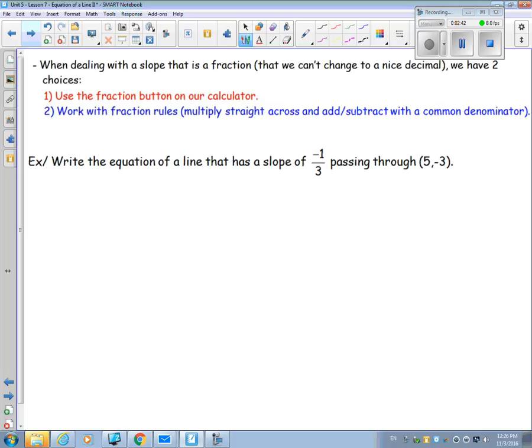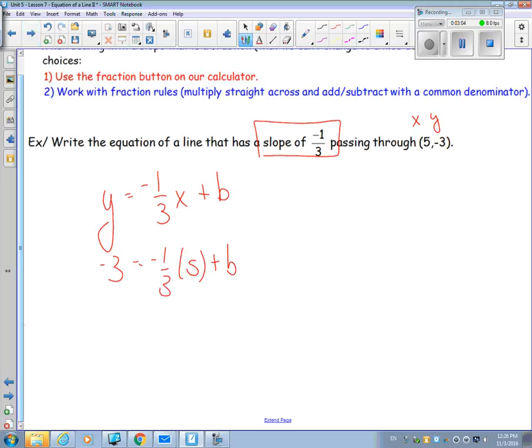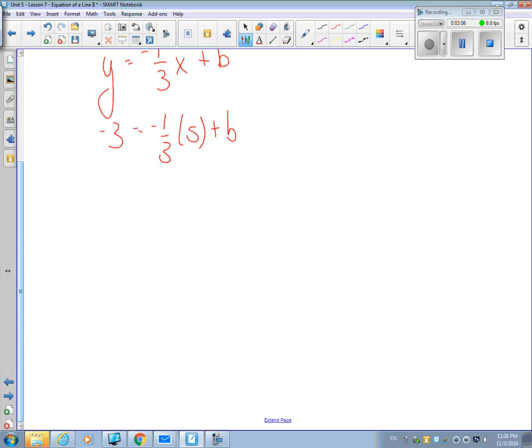So let's try one here. I want the equation of a line with a slope of -1/3. I can't divide that with my calculator because it doesn't come out to a nice decimal. I actually have to use the fraction. Everything else is the same process, just we're dealing with fractions now. So y is -3, x is 5, and we can expand our brackets. Now here you have to remember the rule that when you do fractions, you go straight across. So we get -3 equals -1 times 5 is 5, 3 times 1 is 3.